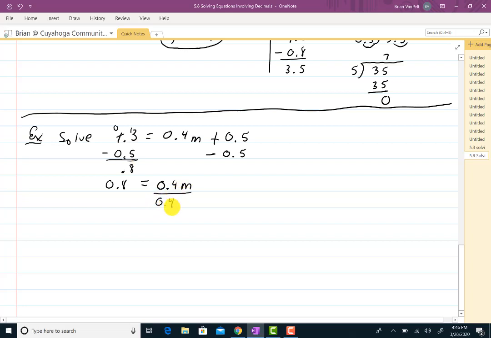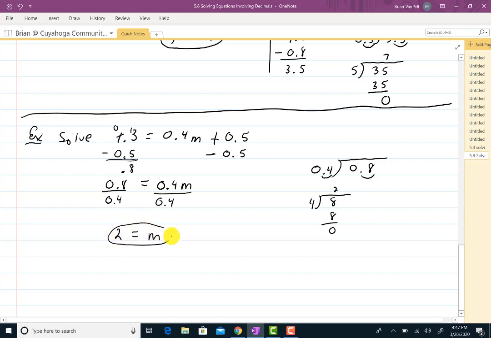Divide by 0.4 both sides. So you would normally do 0.4 into 0.8, but I need the decimal to move one place so that the outside does not have a decimal. So I'll have 4 going into 8, and it doesn't take rocket science to see that that goes in there exactly twice. And so the right-hand side equals a 2. I'm sorry, the left-hand side equals a 2, and the right-hand side is where my m was waiting.